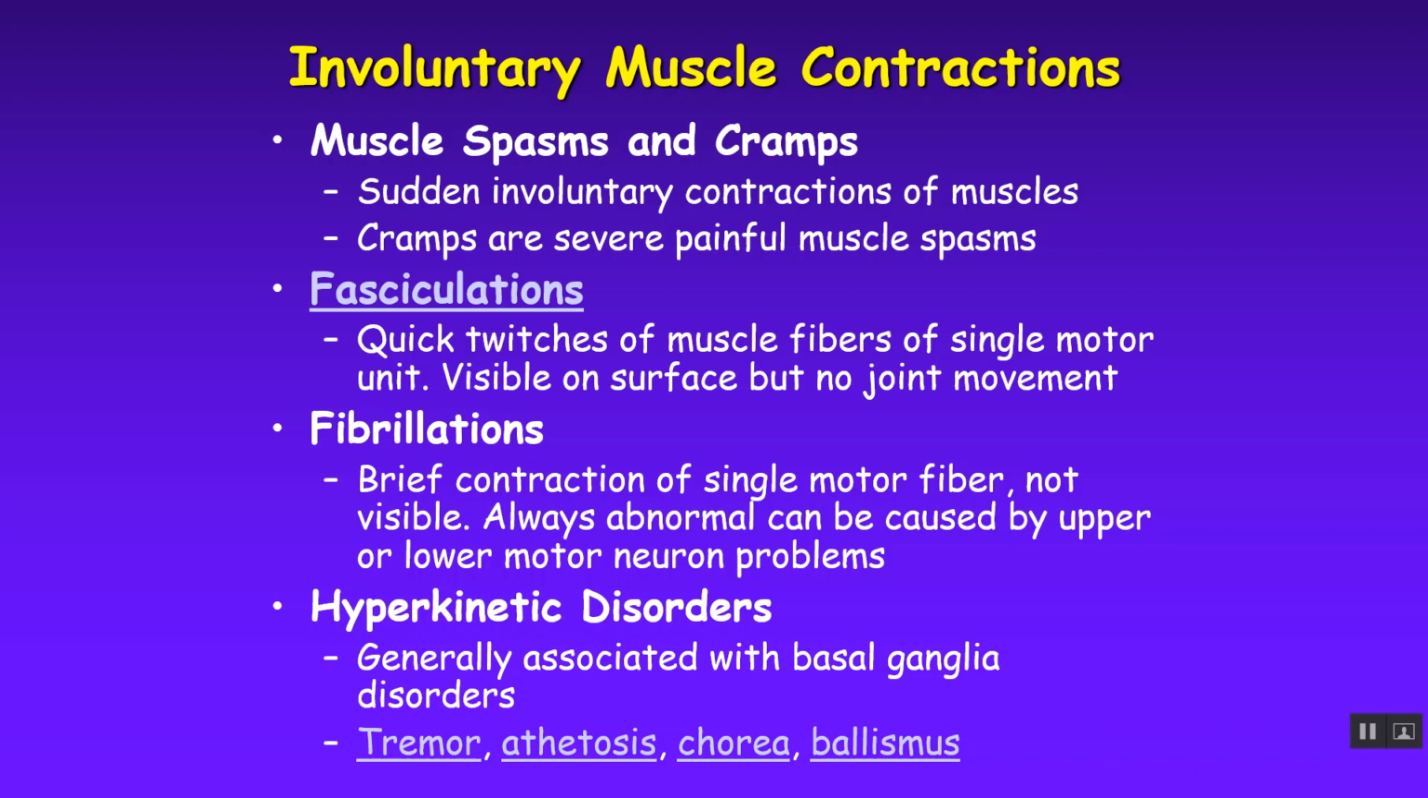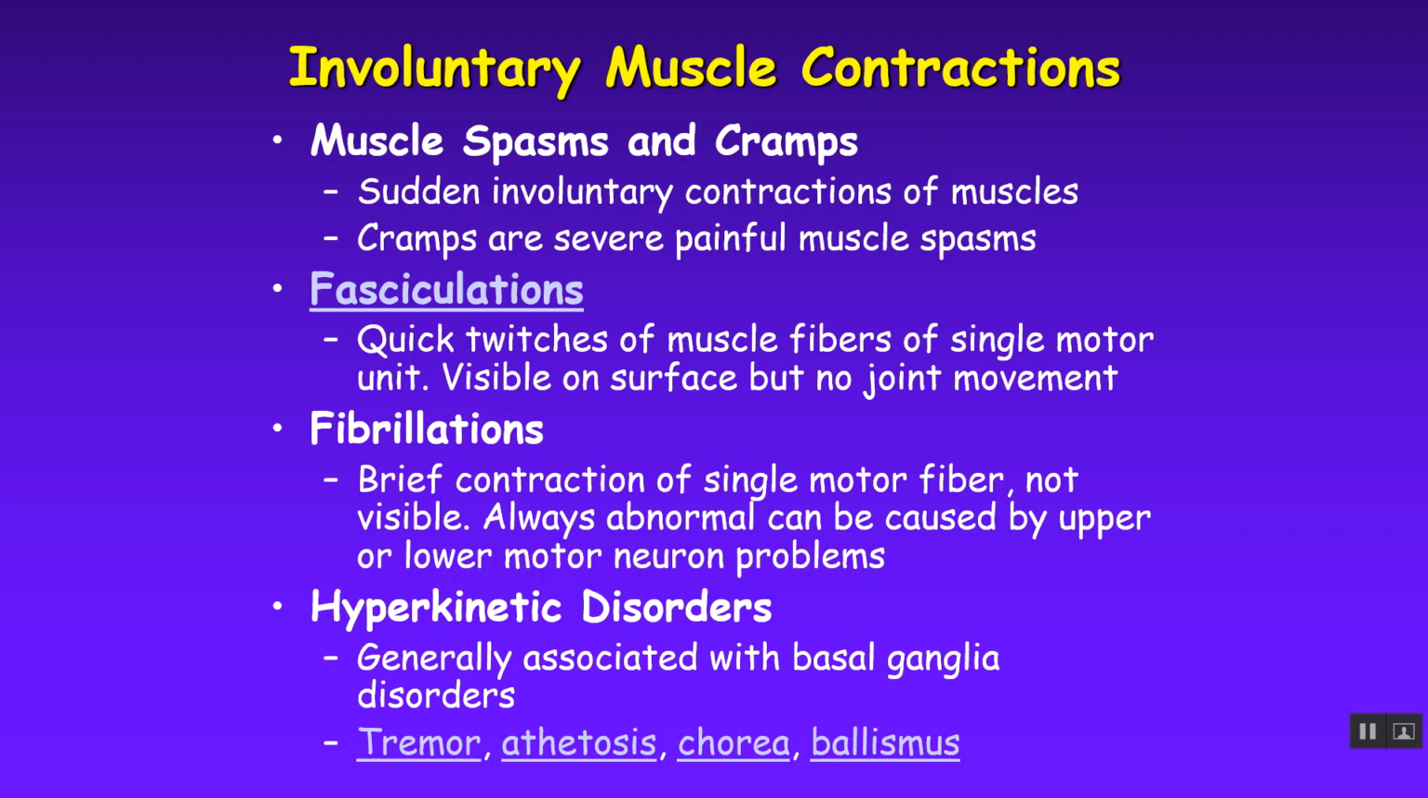Another impairment you can see with a motor system problem is involuntary muscle contractions. So you're having contractions that aren't necessarily under your full control. They're excessive muscle activity or movements that aren't typically normal. Things like muscle spasms and cramps. These are sudden involuntary contractions of muscles.